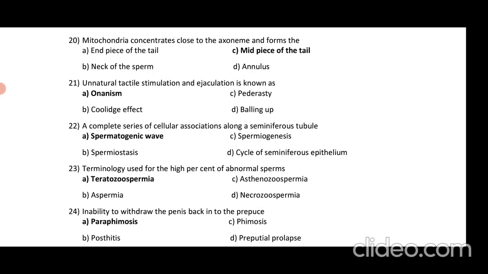Terminology used for a high percent of abnormal sperm is teratospermia. Teratology is the study of abnormalities. Zoospermia: zoo means cell, spermia means sperm. So terato means abnormality, so the study of abnormal sperm will be teratospermia.